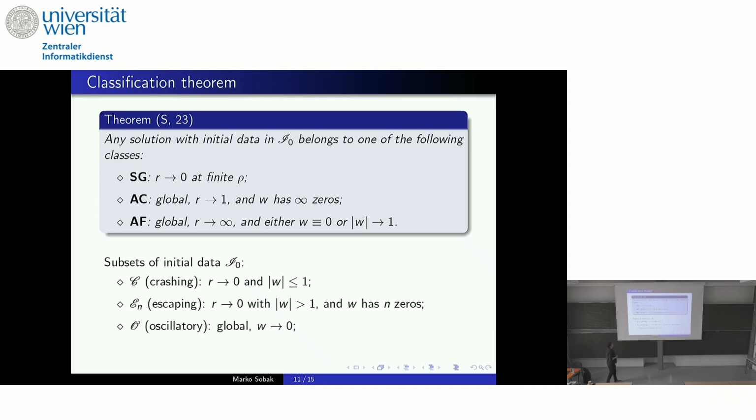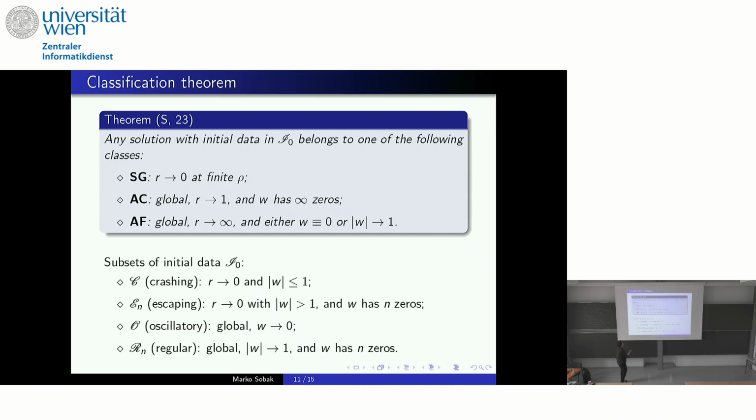And we have the O, the oscillatory ones, which are global and W tends to 0. These ones can either fall into the asymptotically cylindrical category, or they can also be asymptotically flat, but identically 0. The reason for calling these ones oscillatory will be clear in a moment, even though these ones can also be just identically 0, right?